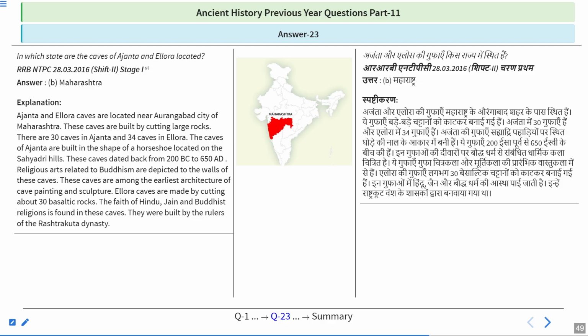Ellora caves are made by cutting about 30 basaltic rocks. The faith of Hindu, Jain, and Buddhist religion is found in these caves. They were built by the rulers of the Rashtrakuta dynasty. So, do remember the name. Answer is Maharashtra. Ajanta and Ellora are both related to Maharashtra, and apart from that, Elephanta caves are also related to Maharashtra.